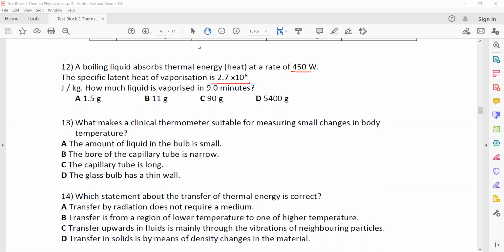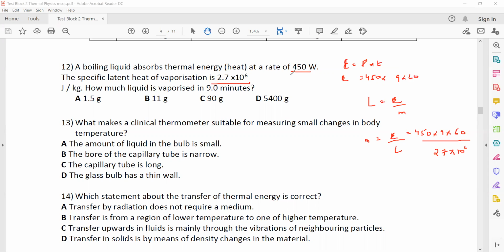So first we will find how much energy is supplied. To get the energy supplied, energy is power multiplied by time. So power is 450 and the time is 9 minutes multiplied by 60. That will give us energy. And the formula, latent heat is equal to energy divided by mass. So mass is equal to energy divided by latent heat. Energy is 450 into 9 into 60 divided by latent heat, which is 2.7 × 10^6.